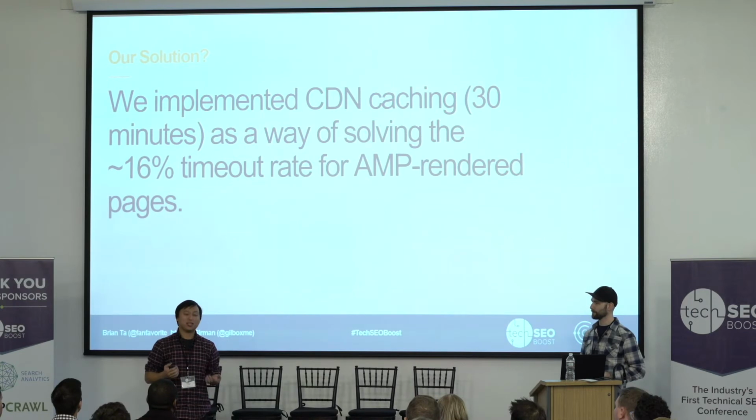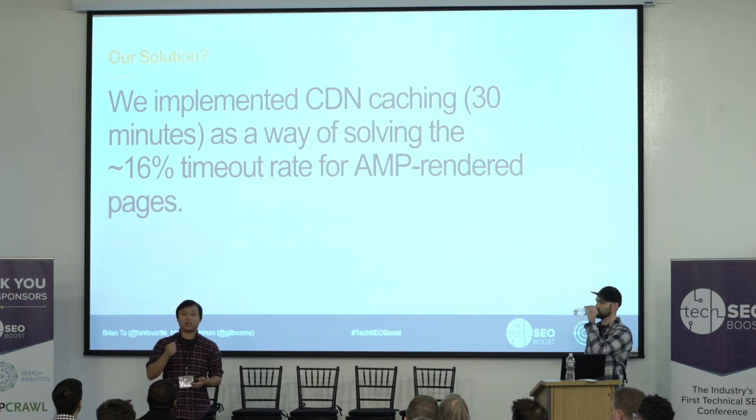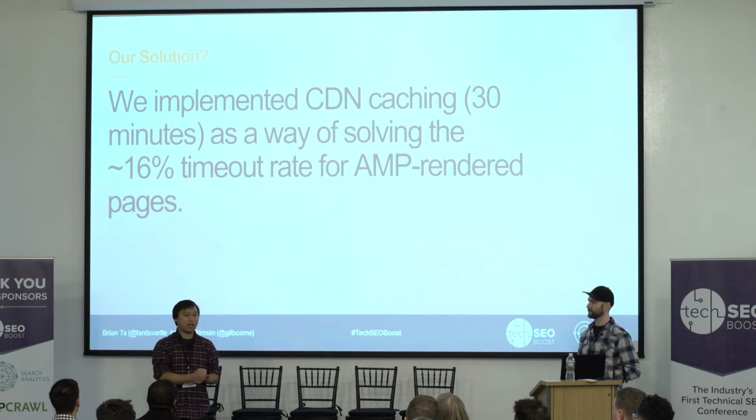So what we had to do was a somewhat hacky temporary solution in which we implemented CDN caching on our AMP pages. Google would continually request our AMP pages, and the first time that it gets a successful render, we CDN cache that result for the next 30 minutes. That means for the next 30 minutes, whenever the Google AMP crawler hits those pages, it would just continue getting those CDN cached pages.